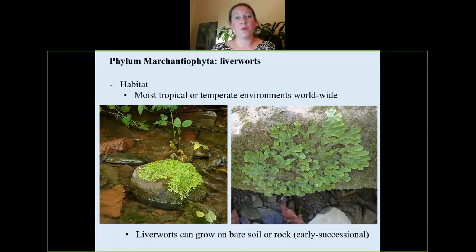So liverworts, the phylum Marcantiophyta, live in moist habitats typically, in tropical and temperate environments. They are also early successional, like we talked about before, meaning that they can grow in places that are kind of not that habitable, like a bare rock. Another word for that is early successional. So these two images show liverworts growing on rocks.